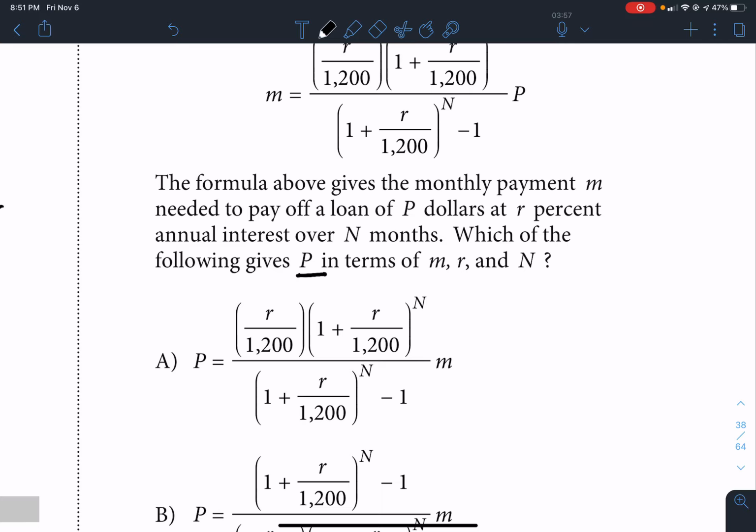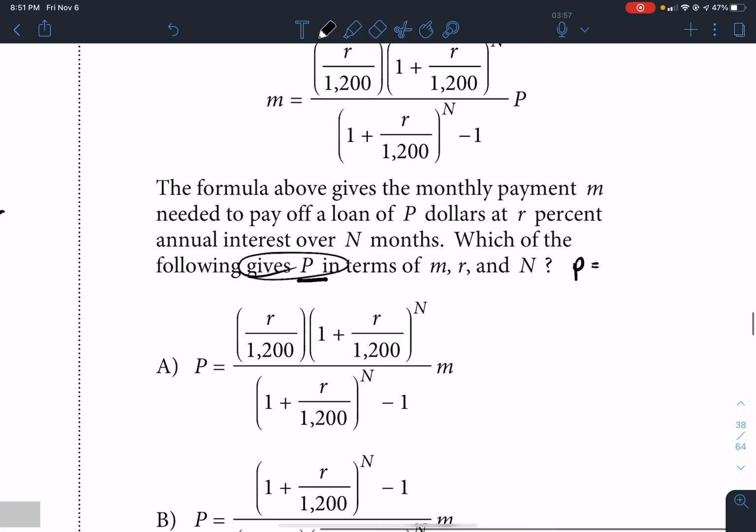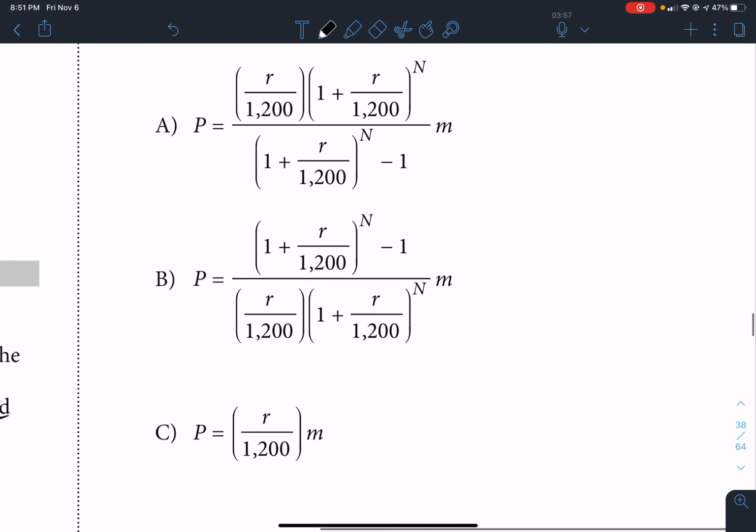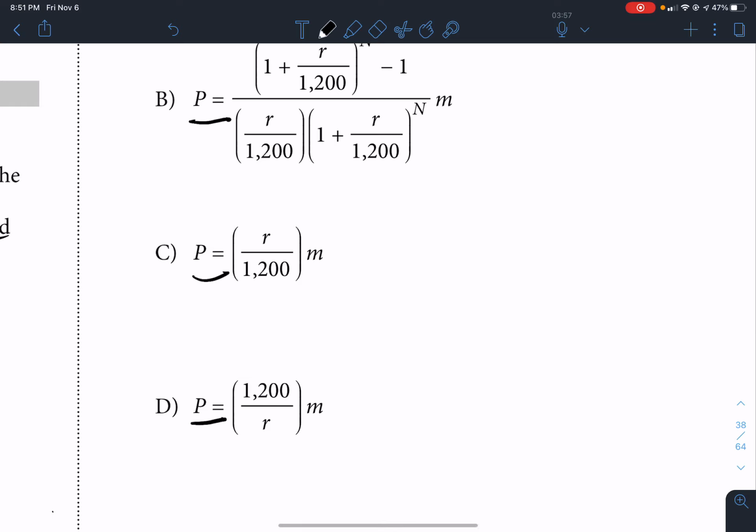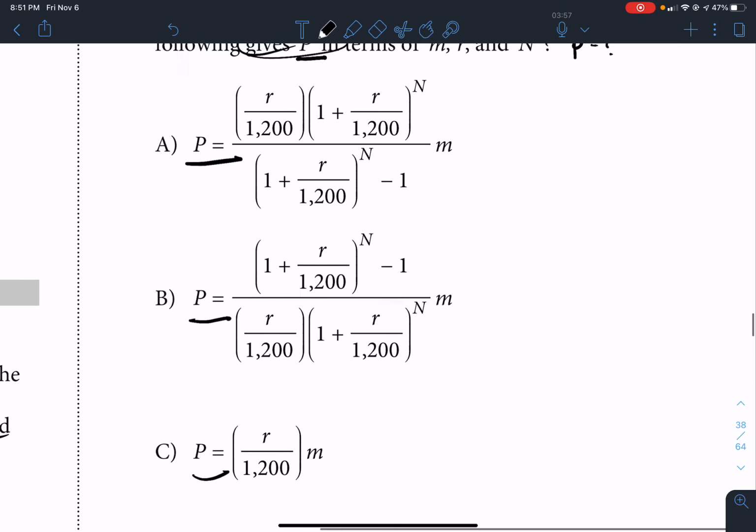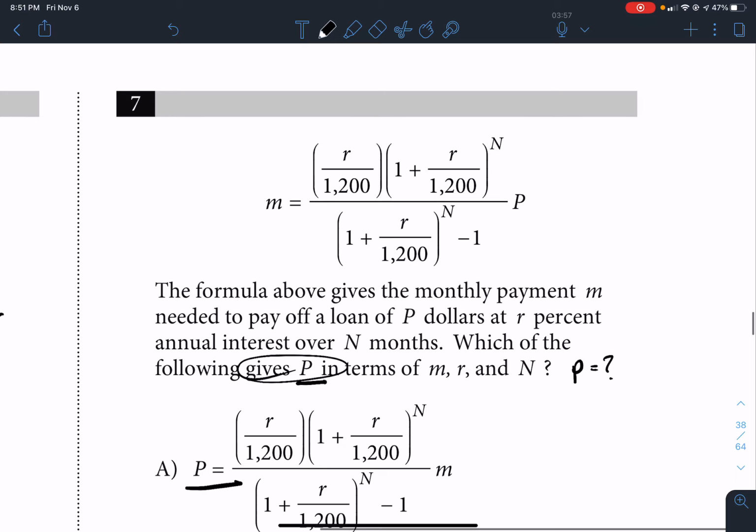So basically, which of the following gives P? Or what does P equal to? And we can confirm this by looking at our answer choices. A, P equals, P equals, P equals. So another way of saying this is basically solve for P. Okay, we don't have to look at anything else, we just need to solve for P. Where's P? P is over here.